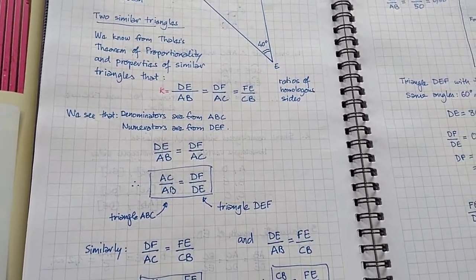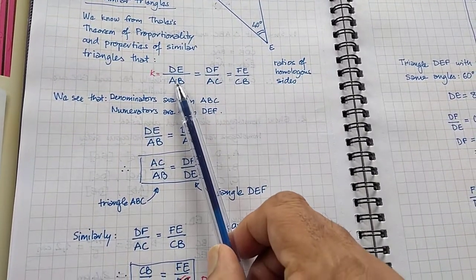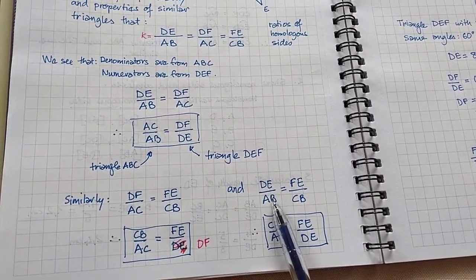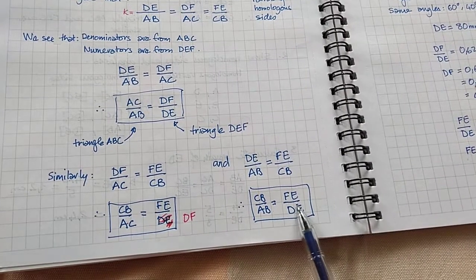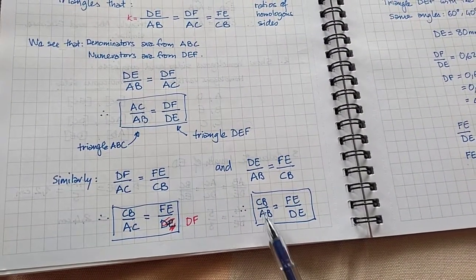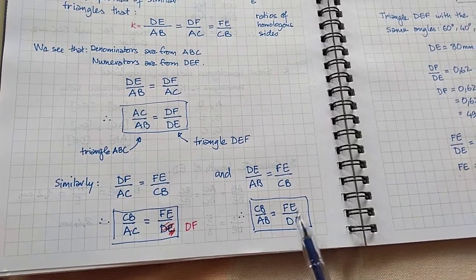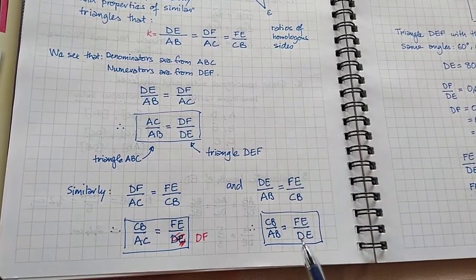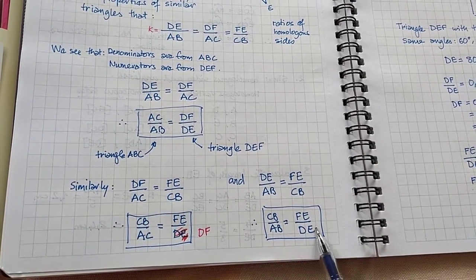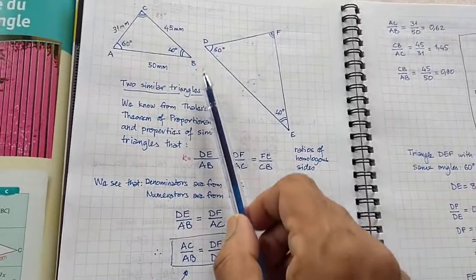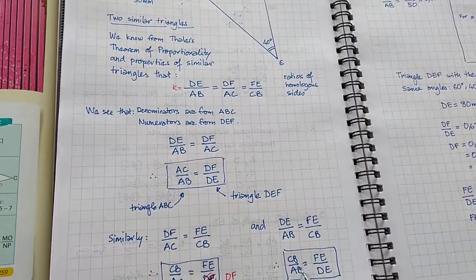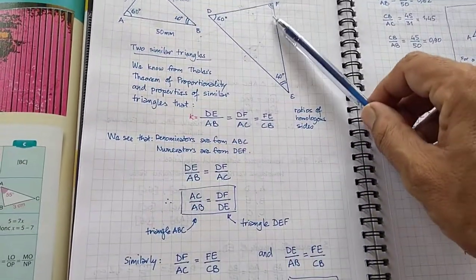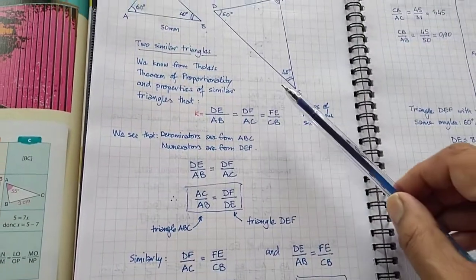And similarly, when we take the last equation here, DE over AB is equal to FE over CB, and we exchange these two terms again, we'll get CB over AB is equal to FE over DE. If you like, you can pause here and look at all of this, just to make sure that you've understood what I've done. Now when you have this, CB over AB is equal to FE over DE.